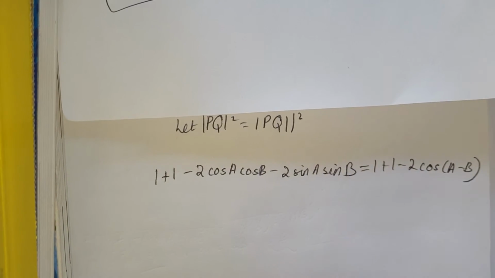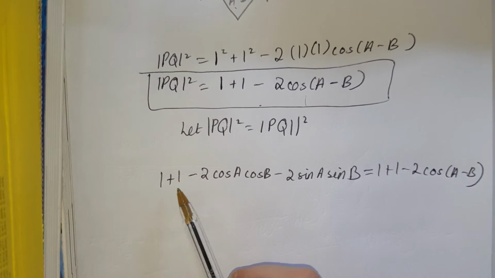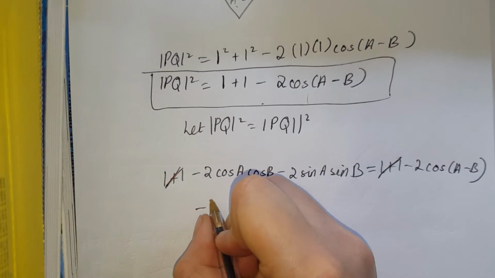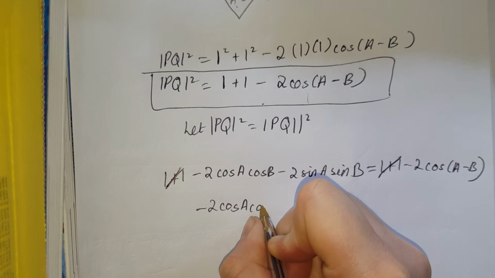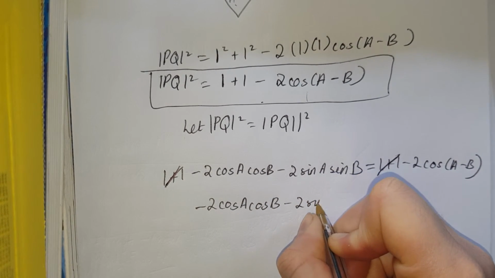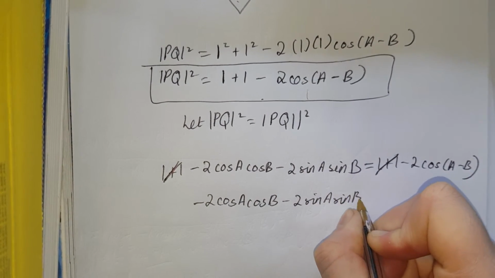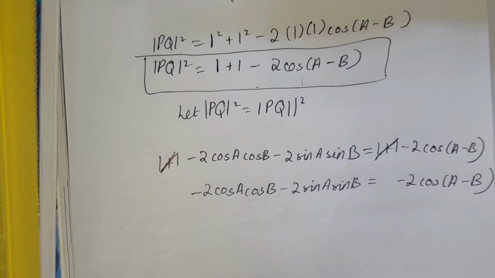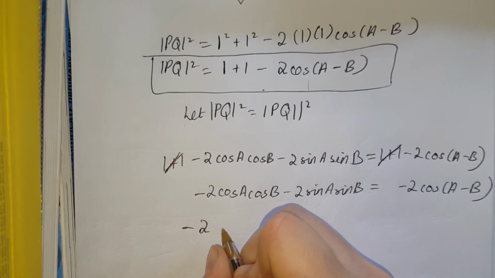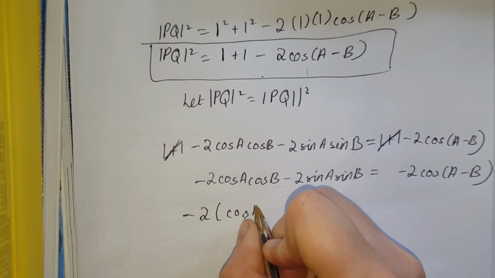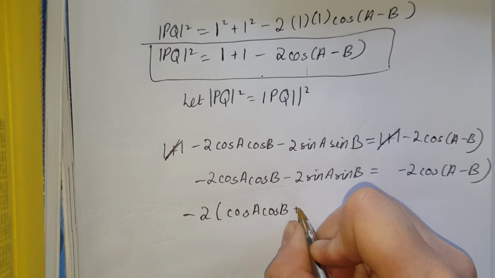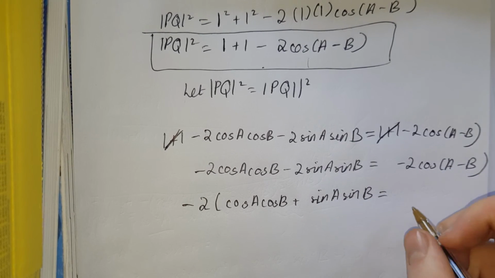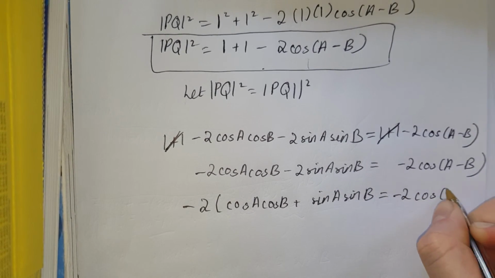Now I'm going to rearrange and simplify this. We have 1 and 1, so 2 on this side and 2 on that side. So it's going to cancel, and I'm left with minus 2 cos A cos B minus 2 sin A sin B is equal to minus 2 cos of A minus B. Now I'm going to take out minus 2 as a factor on the left side: minus 2 times cos A cos B plus sin A sin B is equal to minus 2 cos of A minus B.